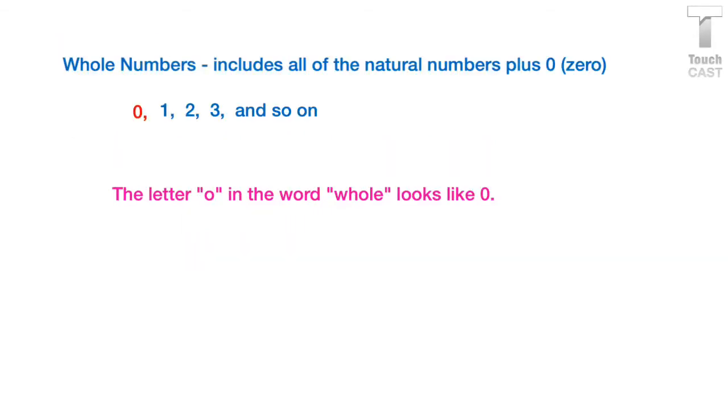Next comes whole numbers. Whole numbers are going to be all of the natural counting numbers plus the number 0. So it starts 0, 1, 2, 3, and so on. An easy way you can remember this is there is an O in the word whole, and that looks like a 0.